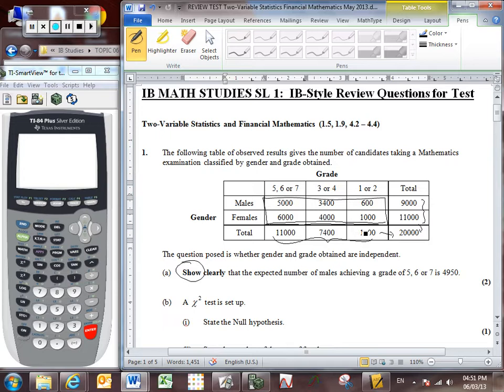Right, so the expected number of males achieving a grade of 5, 6, or 7, that's right here. So we're talking about the one that's going to go in that particular cell. So in order to get this one, we have to take the sum of this cell's row, which is 9,000, times the sum of its column, which is 11,000, and we'll divide by the supersum, 20,000.